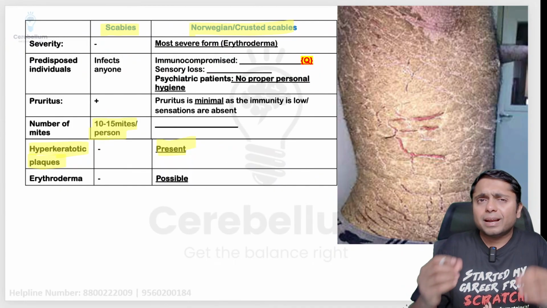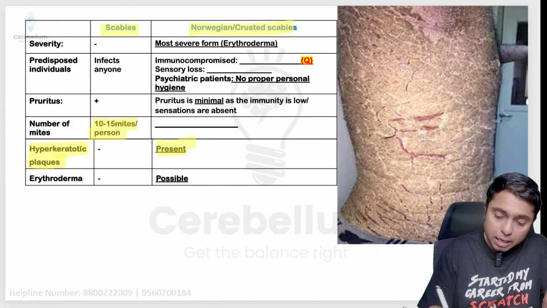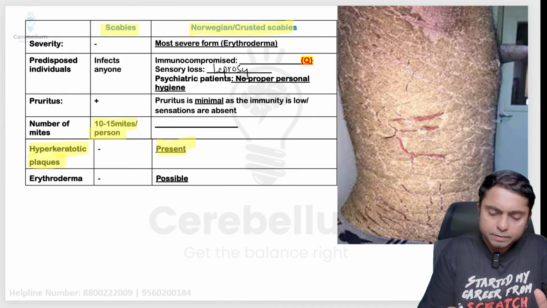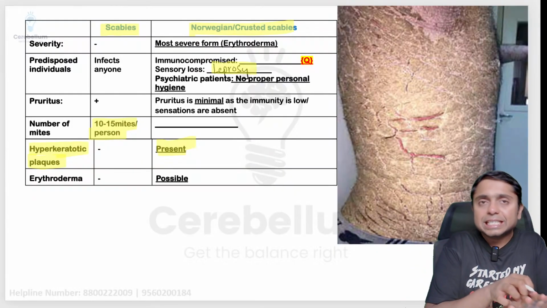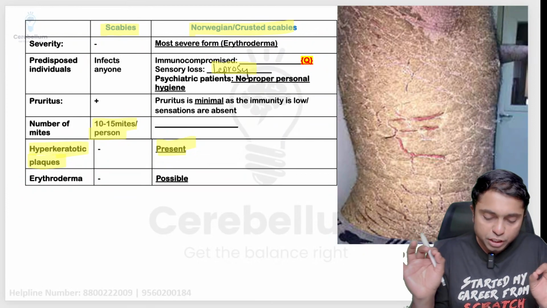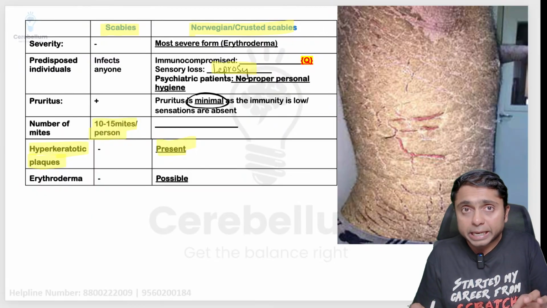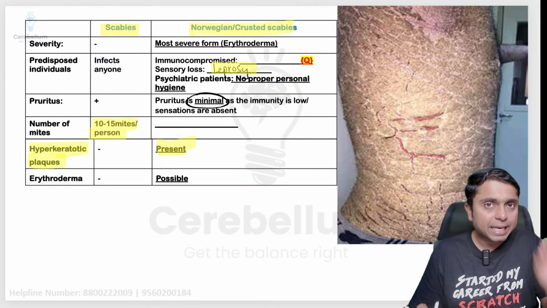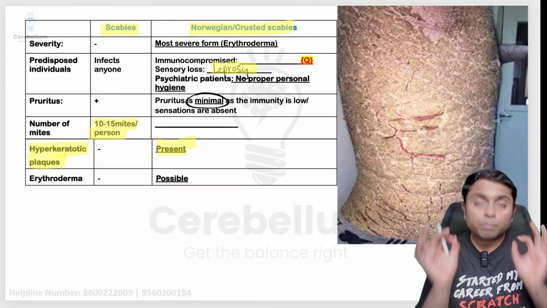Because of the reduced immunity, or because of reduced sensations, as we can see in the patients of leprosy. This is very important. So in the patients of leprosy, because of the reduced sensations, itching sensation will not be there, pruritus will be very minimal. Remember, itching is the hallmark of scabies, but in Norwegian scabies, itching will be very minimal. This is a very important point.